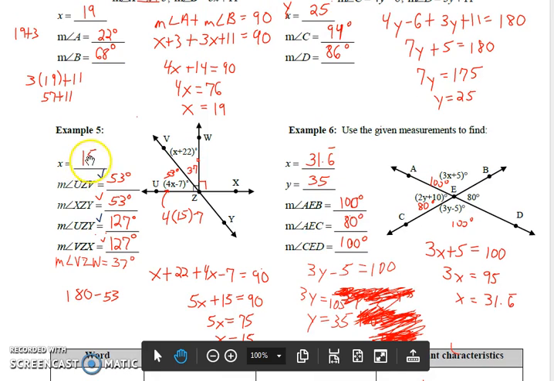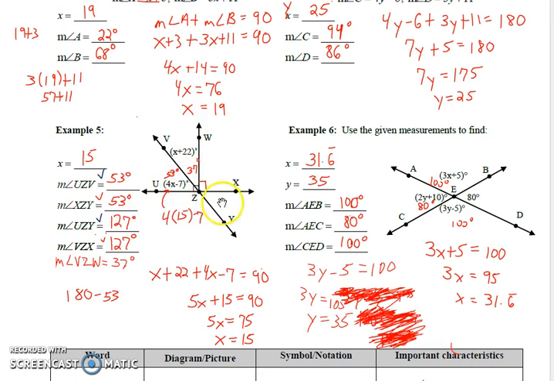And once I do that, I'm going to substitute that into this expression and this expression, and I get that this angle is 53 and this angle is 37. And if you double check, 53 plus 37, that does equal 90. Okay, so that's this one, UZV, and WZV, or VZW. Now, they want to know these other angle measures here, like XZY.